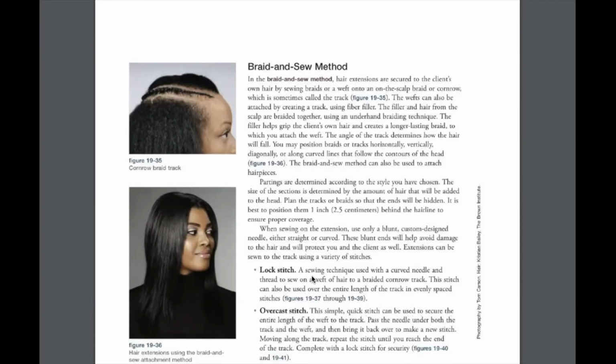And with the lock stitch, it's a sewing technique used with a curved needle and thread to sew a weft of the hair to a braided cornrow track. The stitch can also be used over the entire length of the track in evenly spaced stitches. You want to bring the needle back over to make a new stitch. You want to repeat the stitch along the track to the end. And once you've done all that, you want to complete with the lock stitch.